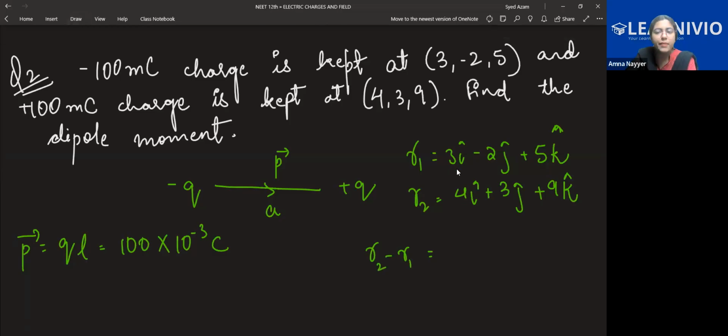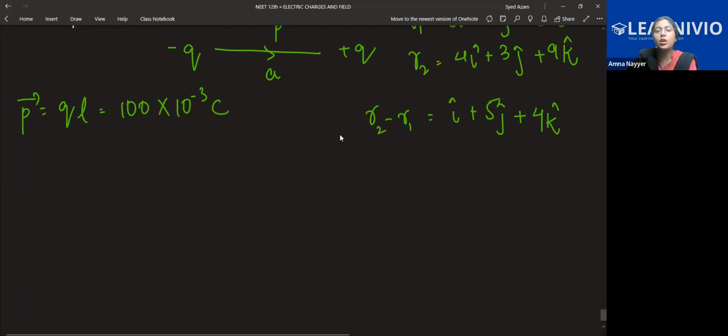So 4i cap minus 3i cap gives you i cap. 3i cap minus 2, that becomes plus, so plus 5j cap. 9 minus 5 is plus 4k cap. So this is the position vector. Now you multiply the dipole. This is your L, because it is the separation between the charges.